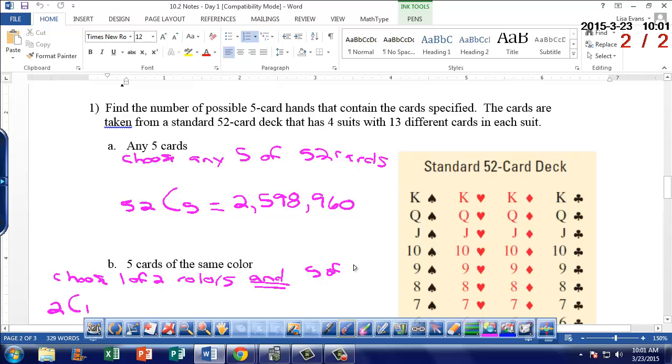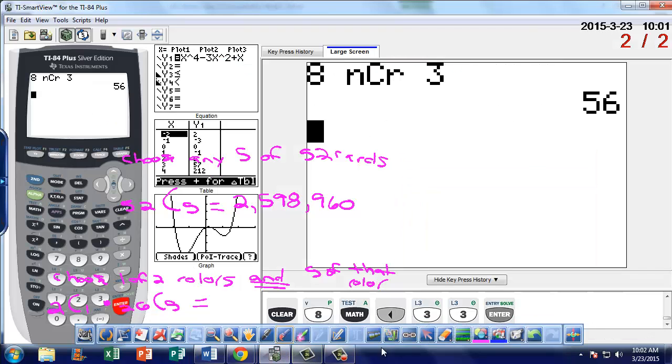And 5 of that color. Well, how many of one color do we have? Cut 52 in half. And what was "and"? "And" was multiplication. We're choosing 5 of 26 of that color. On your calculators, this is what you're doing. So let's go ahead and do your calculator for one of these so you can at least see what I'm talking about.